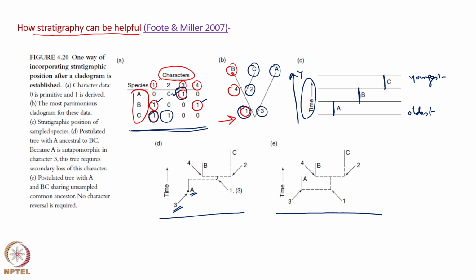Then at some point character 1 is added and 3 is gone. Within brackets, when we are writing 3, it means this character is changing from 1 towards 0. That means from the derived character to the primitive character, going back to the primitive stage. For which character is it happening? For character 3 it is happening.